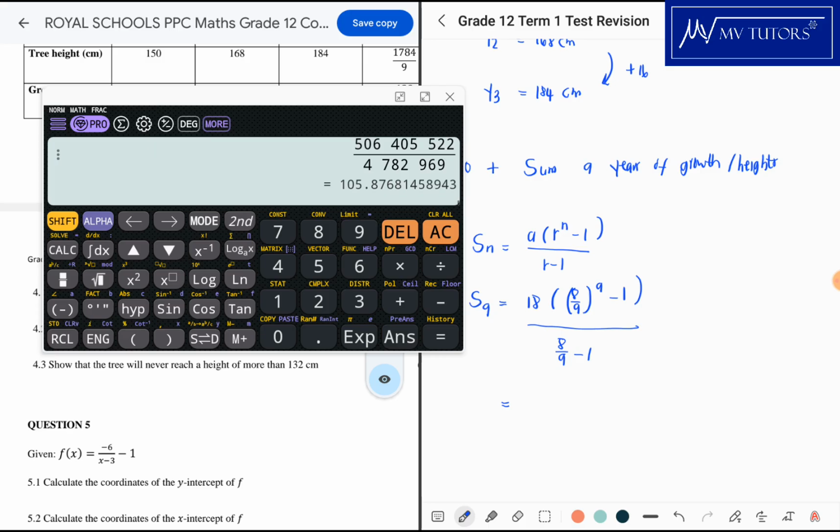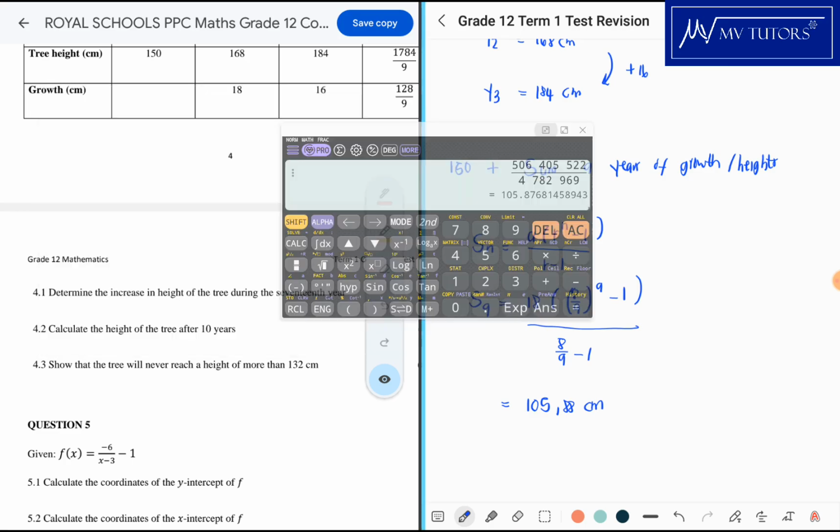Okay, so again, we get, so the sum of all those growths, or the sum of all those heights over the 9 years would be, I'm going to round it off to 2 decimal places. That's always safe to do. So it's going to be 105.88 centimeters. All right, but that's not the question.